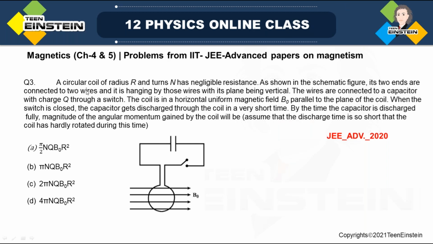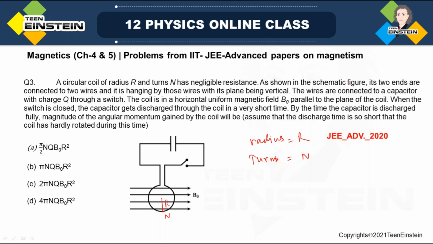So you can see here the question is a circular coil. The question says a circular coil of radius capital R and turns capital N. You can see this is a circular coil. It has radius capital R and it has N turns. I'm writing here: radius is equal to R and number of turns is N.